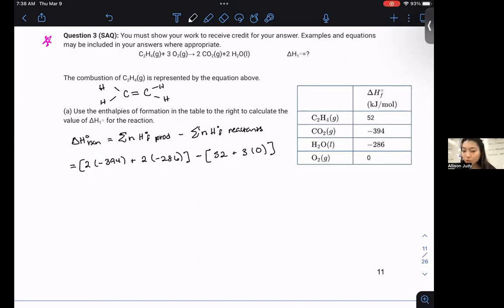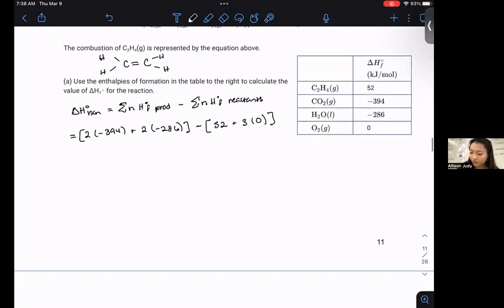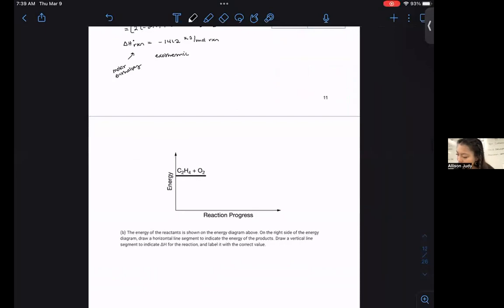Okay. And so what you do is you would add this up together, and you should get a value that the heat of the reaction is equal to negative 1412 kilojoules per mole of reaction, representing an exothermic reaction in a molar value. So we would call this a molar enthalpy, right? Because it's written per mole. Almost every single enthalpy that you'll ever be provided in the AP is a molar enthalpy. Okay, moving on to the next problem.